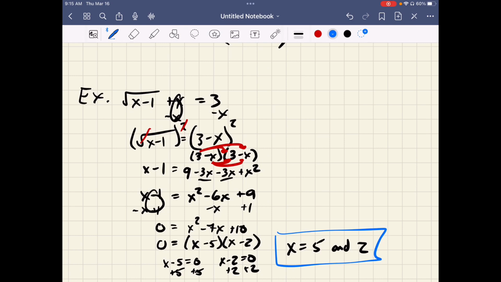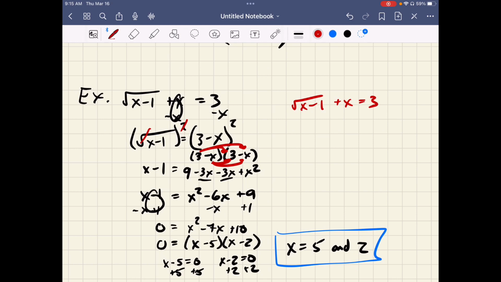Now, one more thing before we finish this. Very important that we check for what's called an extraneous solution, meaning a solution that we get algebraically, but when I plug it back into the original, it doesn't make sense and doesn't work, therefore making it not a solution, or extraneous.